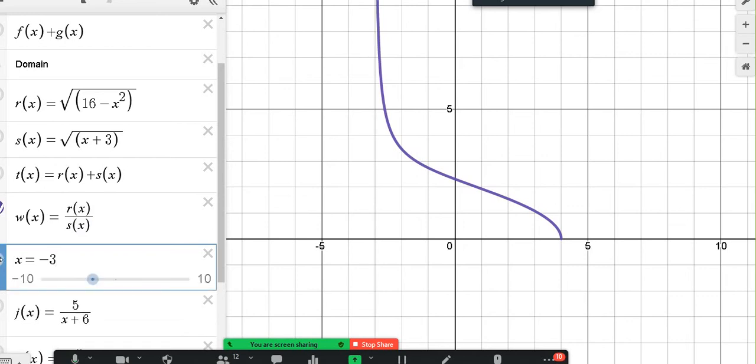So let's get rid of that. The domain in that case would be -3 to 4. The -3, most importantly, would get a parenthesis.